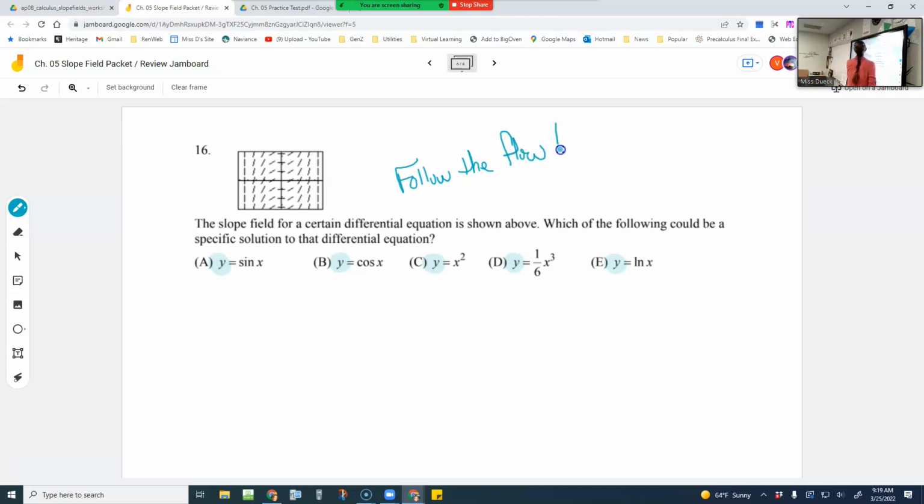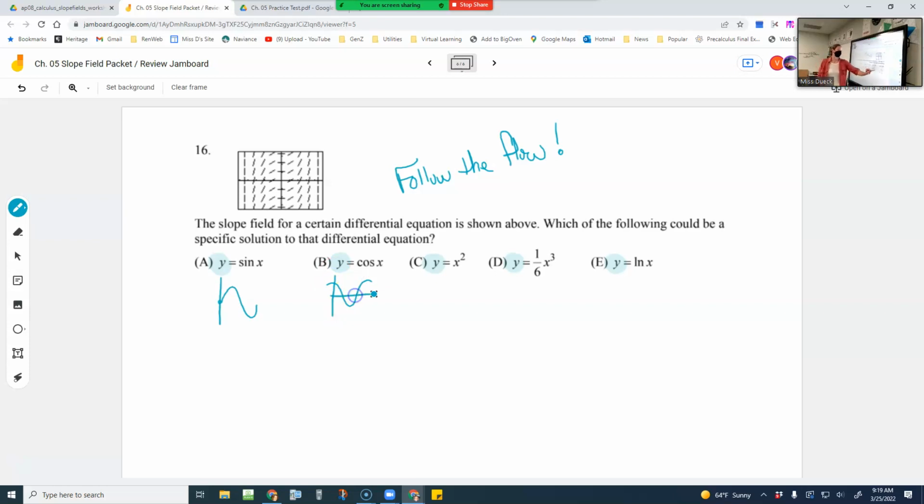Earlier in your slope field packet or later, like in number 17 or 18, there's a place where it says pick a point and sketch the solution. The solution flows through. These are possible solutions. Which one follows the flow? If you think about what it looks like, a sine, the flow should look like this around the y-axis. Cosine should look like this around the y-axis.